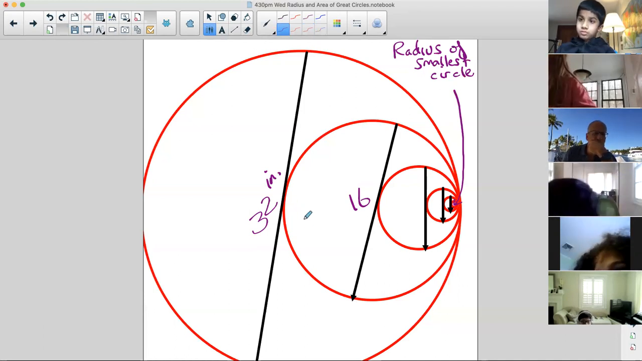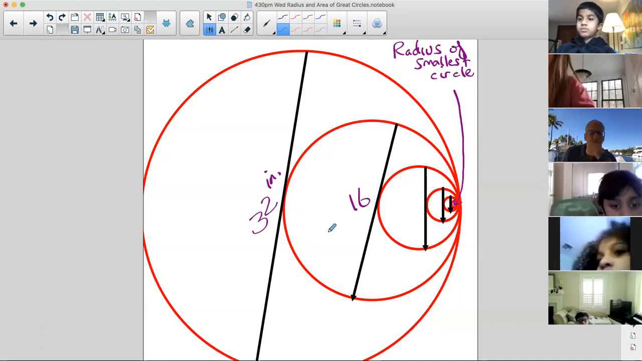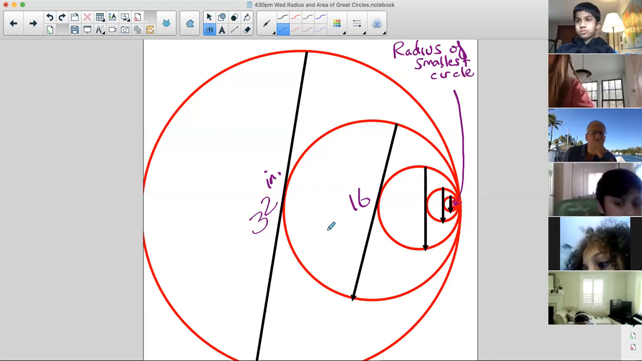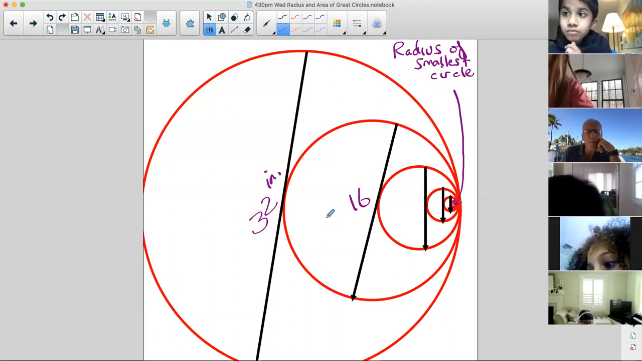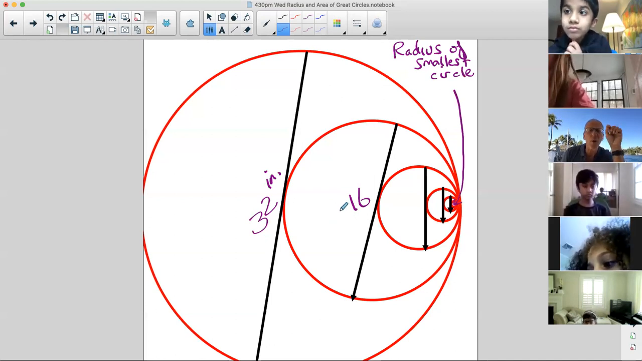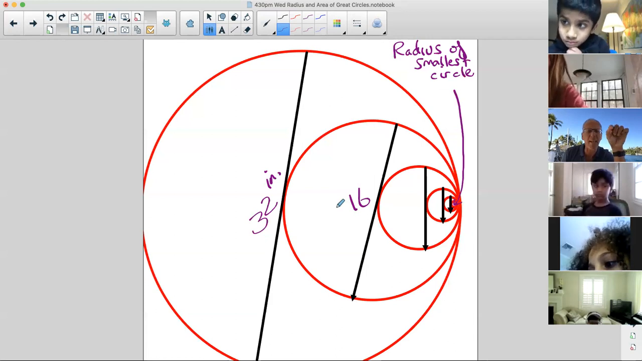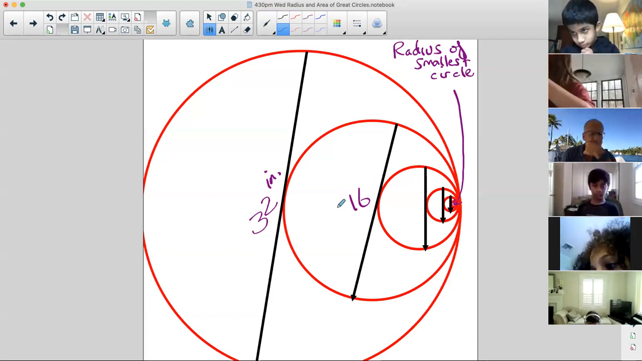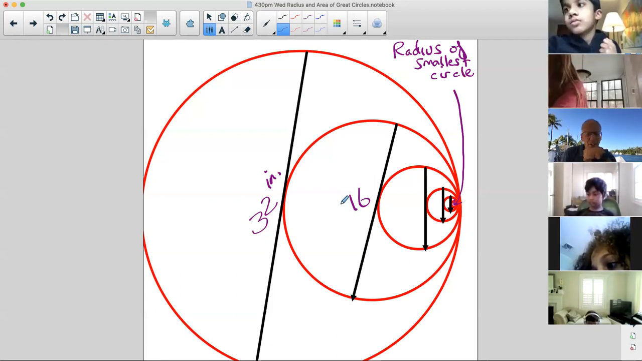Because there are more than the circles that you see. There's one in the middle. Yeah, but why is the radius of the smallest circle 1/2? That is the critical question. Because it's half of 1. Right, and how do you know that the diameter of the smallest circle is 1?